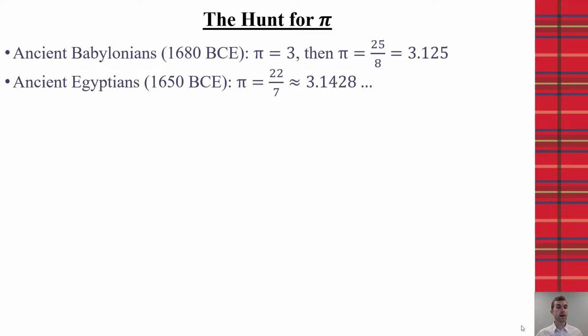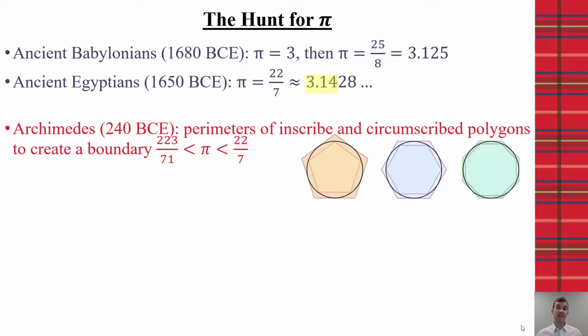Now the hunt for pi went through many different civilizations, starting as early as the Egyptians and Babylonians. And you see that with the Egyptians and their 22/7 value for pi, they at least got the first 2 decimal places. Archimedes made the next major advancement with the understanding of pi by using perimeters of inscribed and circumscribed polygons to create a boundary. And within that boundary, he actually has the irrational value of pi. He just couldn't say exactly what it was.